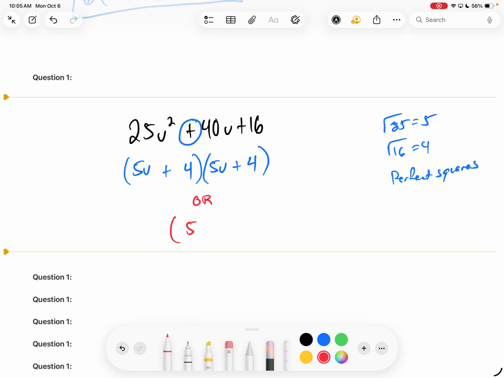your answer like this, because it will always end up being the same thing. So 5u times 5u is 25u squared. 4 times 4 is 16. Sign in the middle is plus, so it's a plus. When you see perfect squares on the beginning, on the end, it's usually one of those shortcut ones like that.